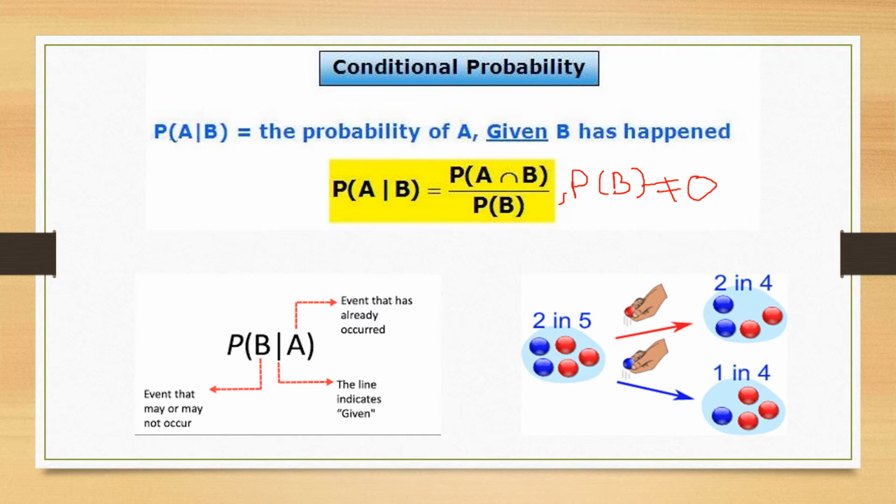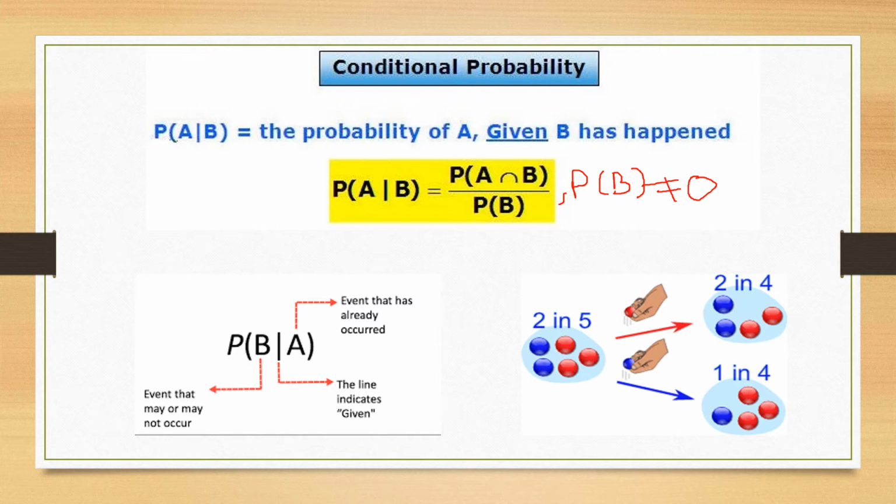But what happens? The drawing of this red or blue ball is putting conditions on the second draw, right? Because the first experiment was an open experiment, no earlier event had happened. Here the earlier event has been taken out or removed, right? So the chances of getting a blue ball are different, 2 in 4 and here it is 1 in 4.